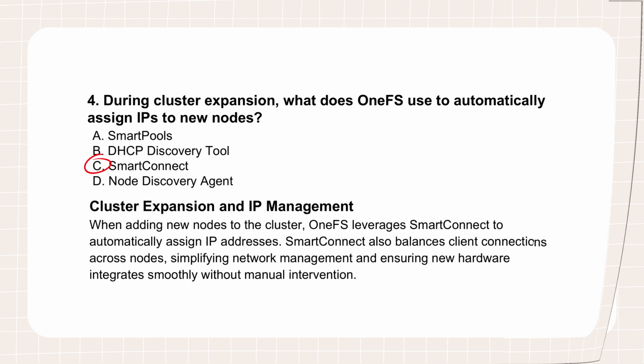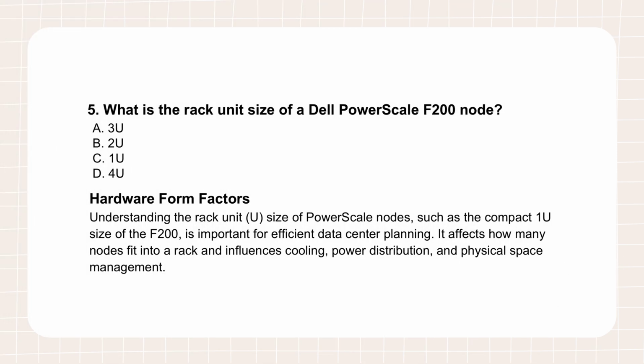That's clever. Now, shifting back to the physical aspect, especially in data centers, we know every single inch of rack space counts. So what is the rack unit size of a Dell PowerScale F200 node, and why does that specific size matter so much in a constrained data center environment? Okay, yeah, the physical space is key. The Dell PowerScale F200 node is designed to fit into a single rack unit, just one U. One U, pretty small.